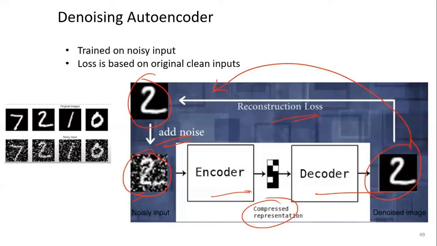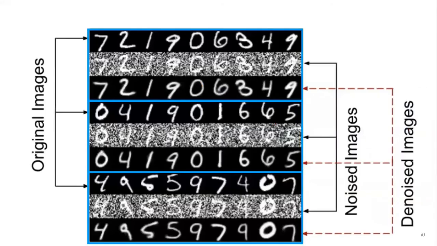Now let's take a look at some other examples. And this was some sample, this is the actual output. So you can see that this 7, when it was corrupted, noisy, then it got back. So this is actual data, which you can see becomes quite good. Okay.